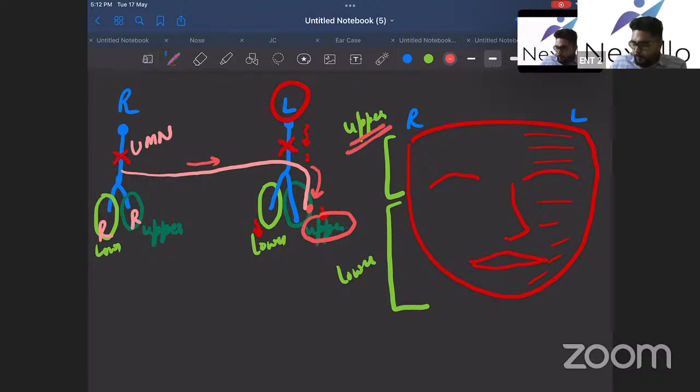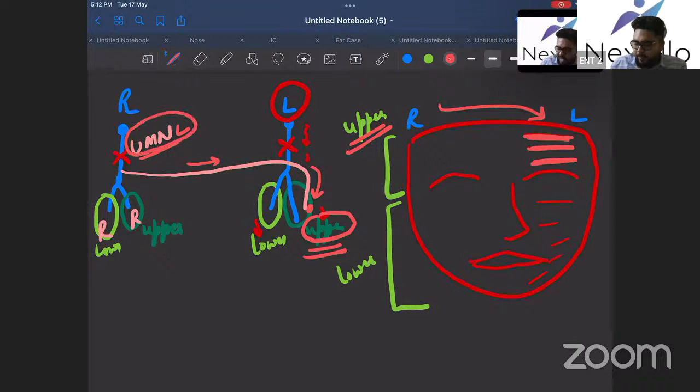So because of this, even in case of upper motor neuron lesion, the forehead muscles will have supply. This will be due to the cross innervation from the opposite side. So these wrinkles or this frowning will still be present in case of upper motor neuron lesion.